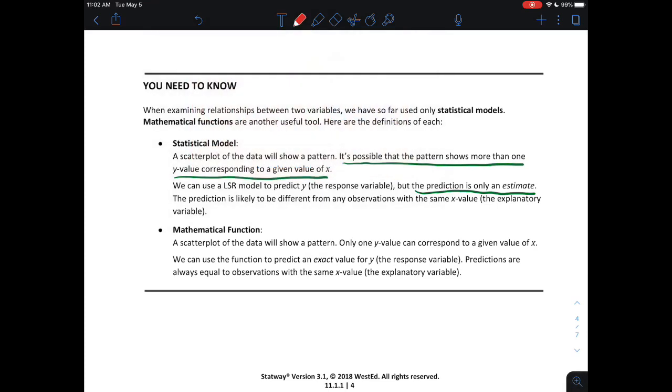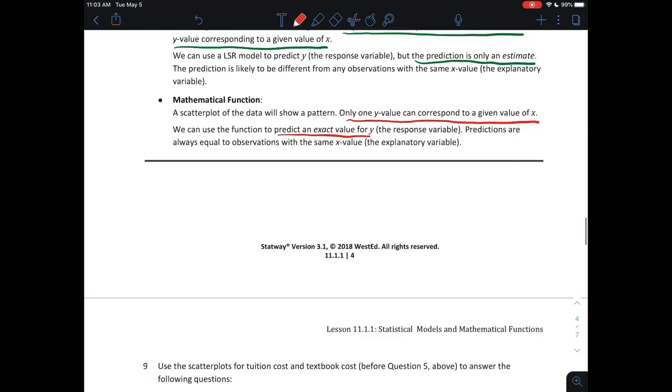Now, mathematical function. A scatter plot of the data will show a pattern. Okay, that's the same as a statistical model. Now here's something different. Only one y value can correspond to a given value of x. We can use the function to predict an exact value. It won't be an estimate. We will predict an exact value for y. Predictions are always equal to observations with the same x value. So now let's see this you need to know box with these definitions for statistical model and mathematical function. Let's see how that applies to the example we were looking at in this module, this lesson.